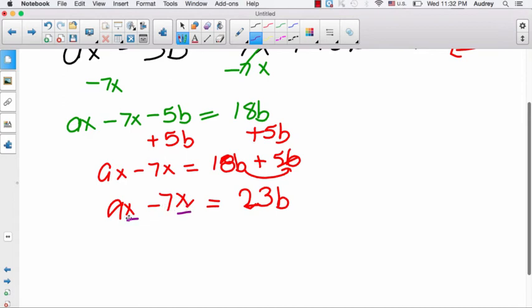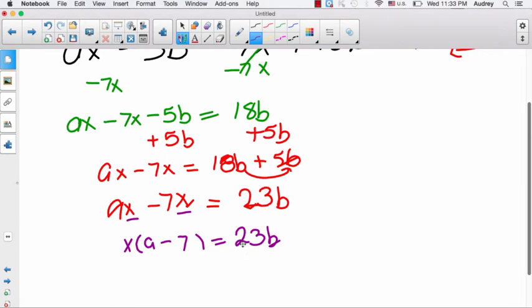So if they both have X's, I'm going to pull out the X, set up a parenthesis. I'm going to take this first variable, the A, it goes inside. The second variable, 7, goes inside. What sign is that? That's subtract, so there we go. We have just used the distributive property. And then, of course, bring the rest of the problem down.